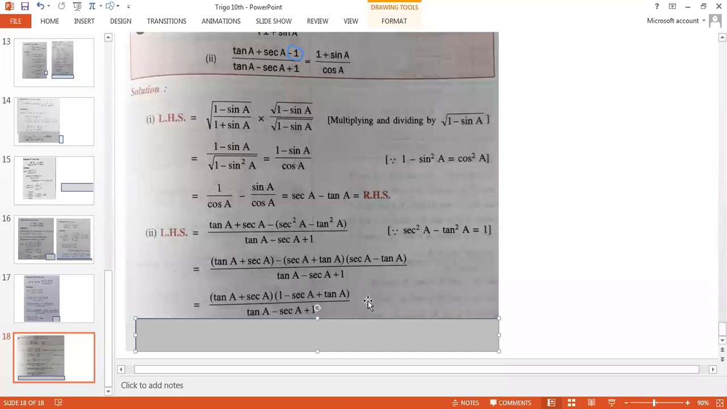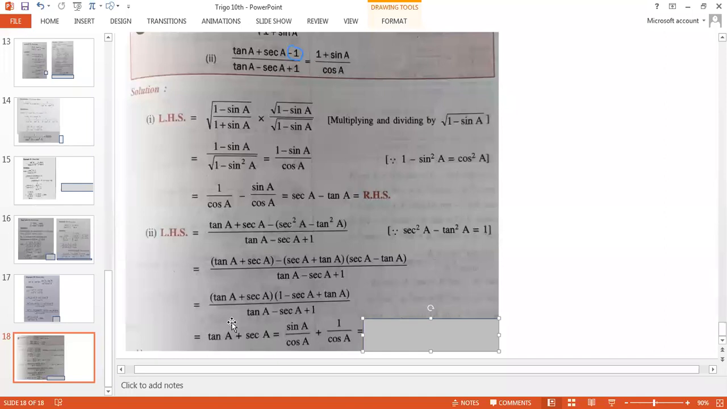I hope you understood. And now student, pay attention to the denominator. Tan A, which is over here, minus sec A, which is over here, and plus 1, which is over here. So what does that mean? This denominator and this bracket can be cancelled out, isn't it? If we cancel that out, what will be left over, student? Tan A plus sec A left over. Now, where we have to reach? We have to reach to 1 plus sin A upon cos A.